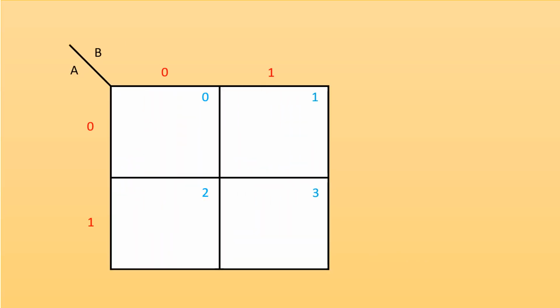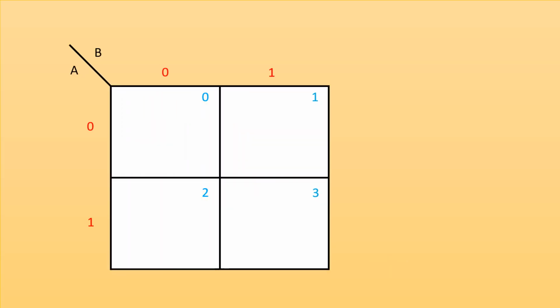Now in this case we are going to place zeros in the cells 0 and 2. Since these two cells are adjacent to each other and contain 0, we can group these two cells. Now we have to read the Kmap. Here you can see that the variable B is constant throughout the square, and the variable A changes from 0 to 1. Therefore we have to ignore the variable A and retain the variable B. Therefore the simplified function is F3 is equal to B.